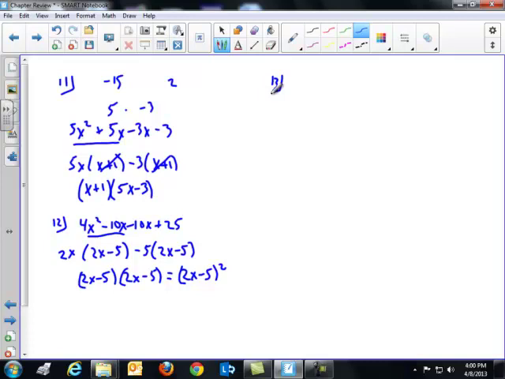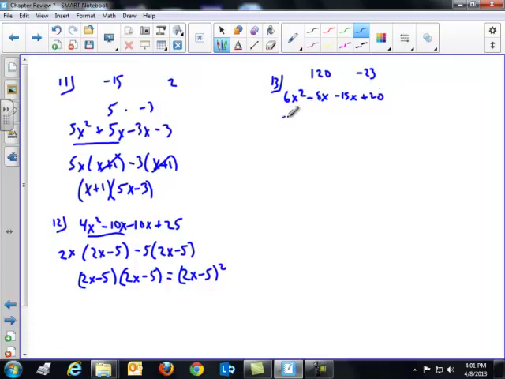For number 13, the first thing we can do there is look for a common factor. I do not have a common factor there. So I'm going to take 6 times 20, which is 120. I'm going to see what I can multiply to get 120 that I can add to get negative 23. Well, that would be negative 8 and negative 15. So I'm going to write this as 6x squared minus 8x minus 15x plus 20.